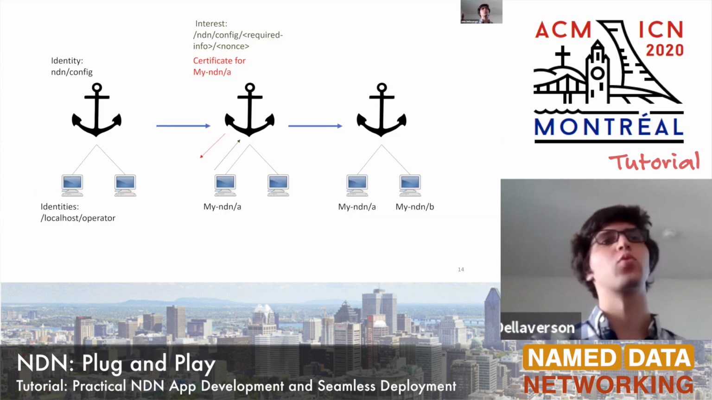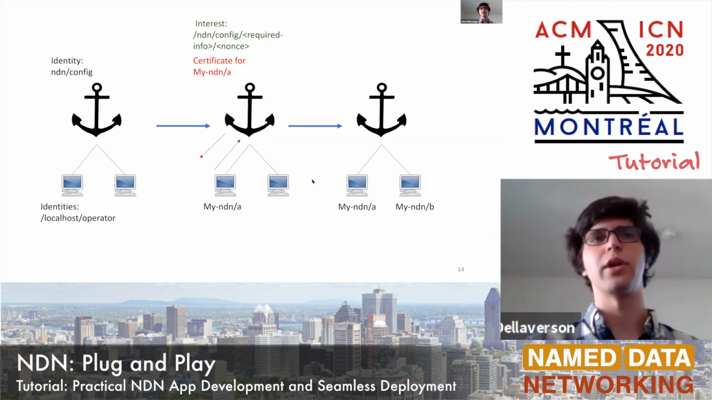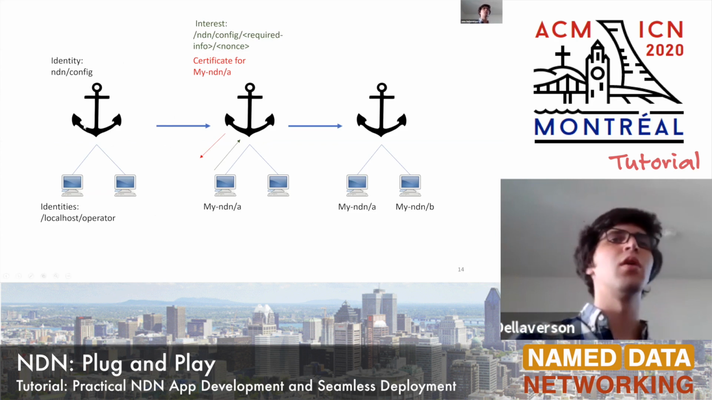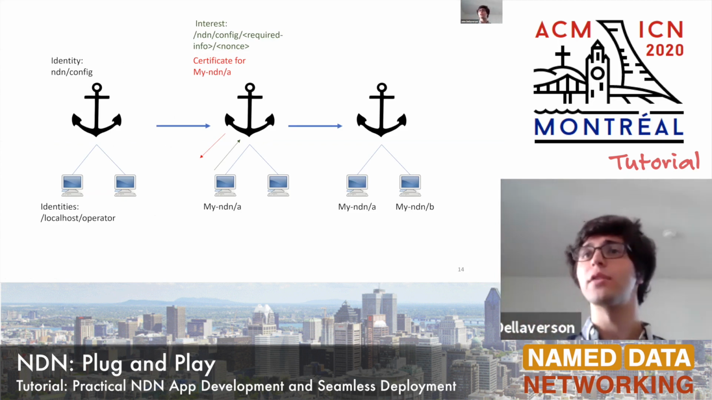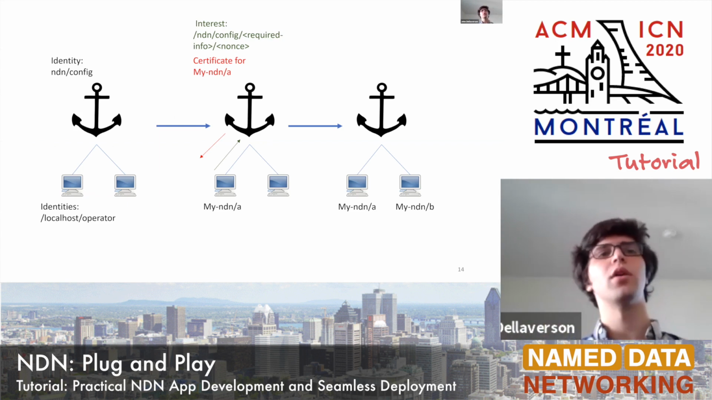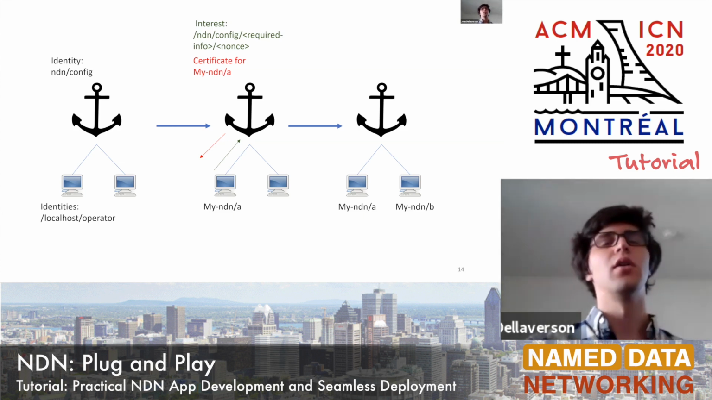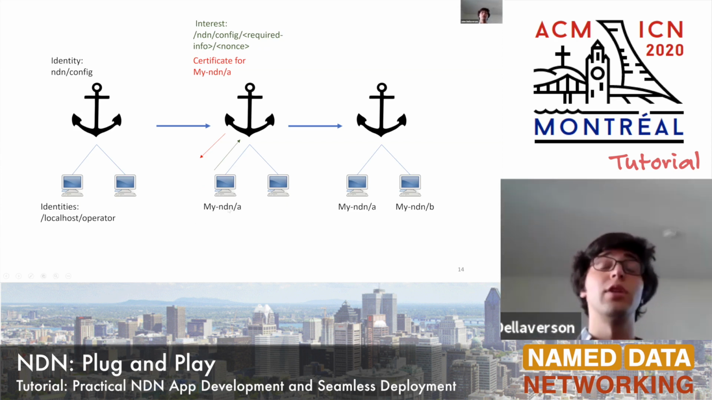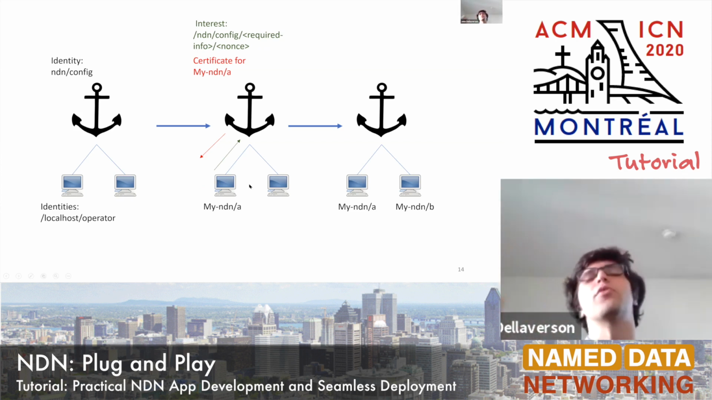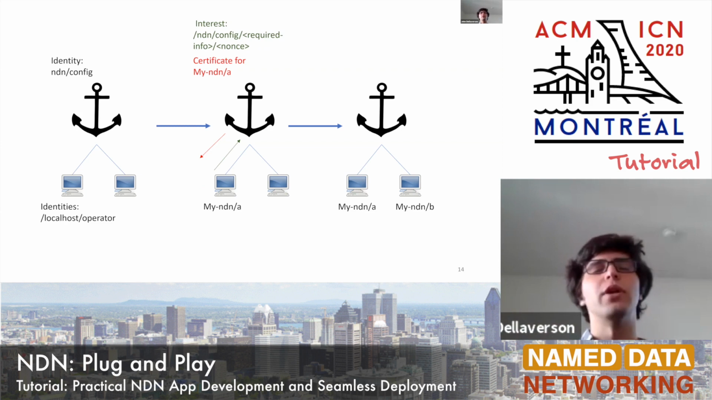To go over how this works, this is separated by time. You start off with having some trust anchor that's been configured. It has some security identity, let's say /NDN/config. You have two nodes that only have the default localhost/operator security identity. One of the nodes first sends an interest, something like /NDN/config/ some required info, nonce. It receives a relevant security identity and certificate, and then installs a new security identity and also installs a trust schema from the anchor. And then the other node repeats the process.